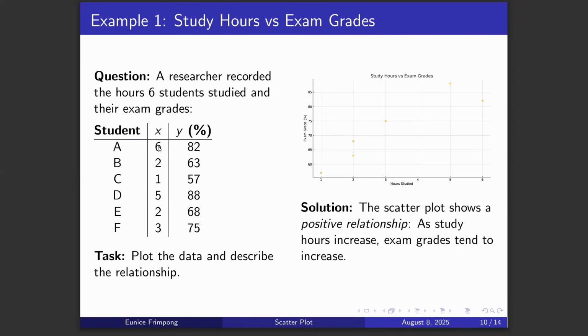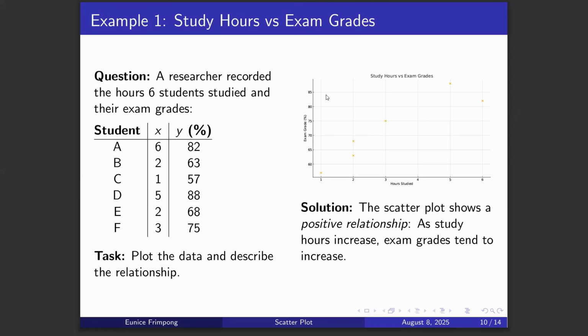So in the first case, student A studied for 6 hours and scored 82%. Student B studied for 2 hours and scored 63%. Student C studied for 1 hour and scored 57%. So on and so forth. And student F studied for 3 hours and scored 75%. The task is to plot the data and describe the relationship.